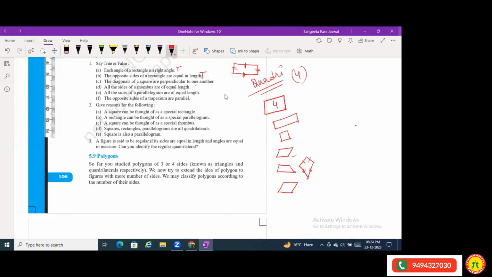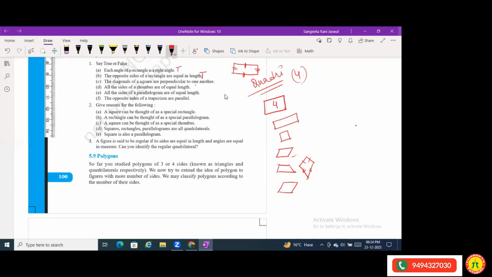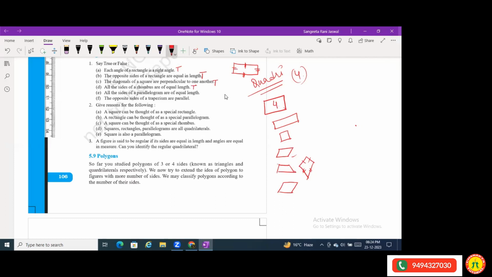Okay, now Divesh, next one. The diagonals of a square are perpendicular to one another. Is that true? Yes, ma'am. Sritej, all the sides of a rhombus are of equal length. Yes, ma'am. Okay, that's true. Haridesh, read the next yourself. Teacher, all sides of a parallelogram are of equal length. False. Okay, all are not equal. Opposite sides are equal.